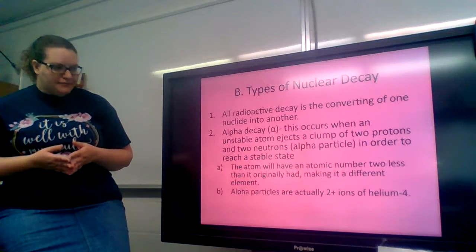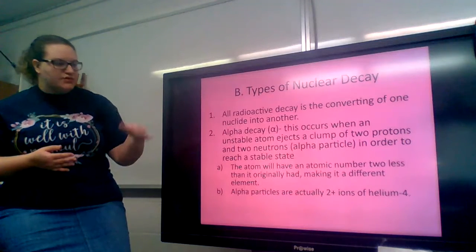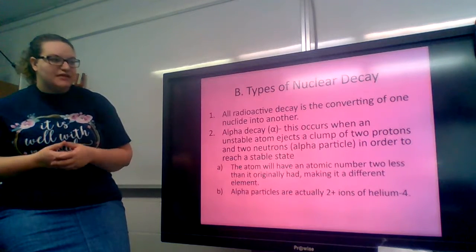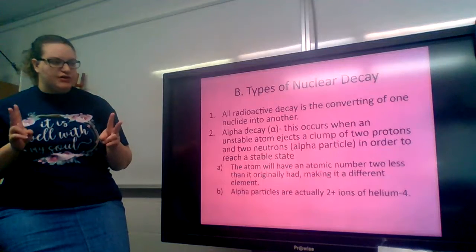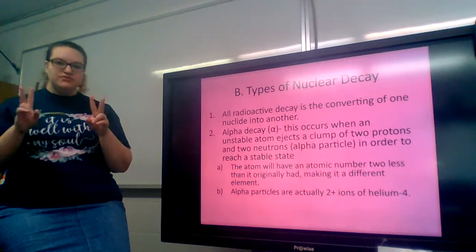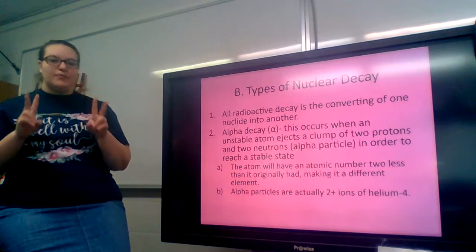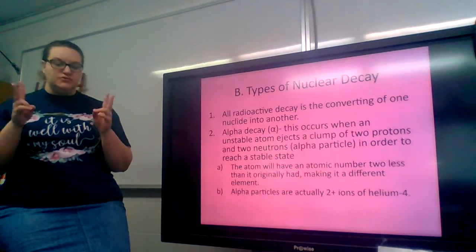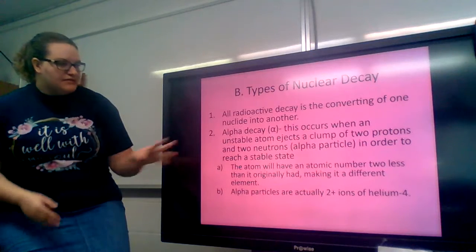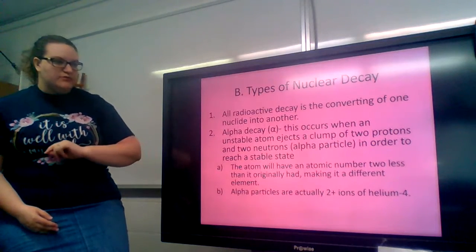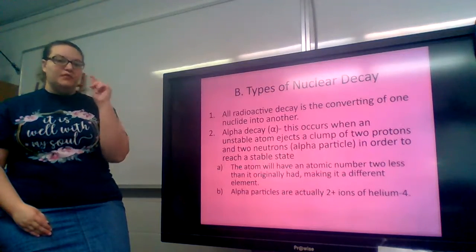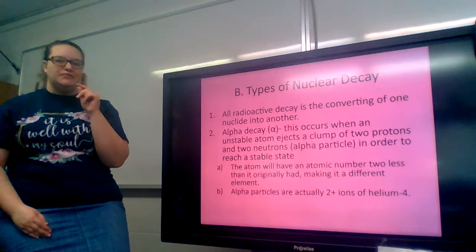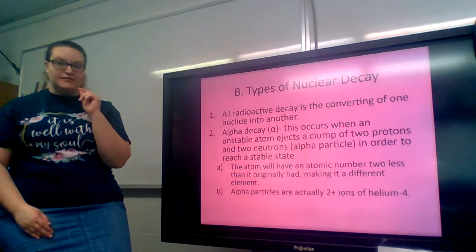So, alpha decay, this occurs when an unstable atom ejects a clump of 2 protons and 2 neutrons. This 2 proton, 2 neutron combo is called an alpha particle, okay? So if it emits the alpha particle, 2 protons, 2 neutrons, it's done in order to reach a stable state. Now, any type, if you remember, I think last week, maybe the week before, I can't remember what video I talked about it in at this point.